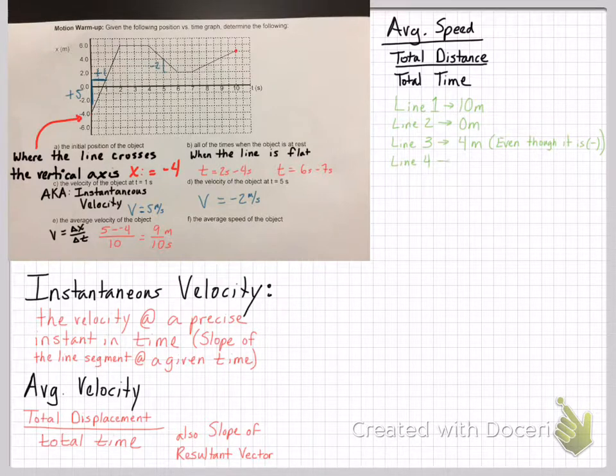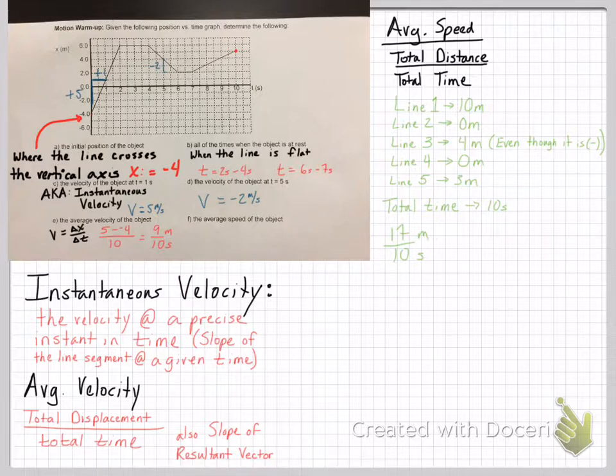Now line 4, again, I stay still. So it's again 0 meters, just like line 2. And then line segment number 5, we move in a positive direction of 3 meters. So our total distance is 10 plus 0 plus 4 plus 0 plus 3, and that is 17 meters, and the total time it took us to do that was 10 seconds. So we end up with 17 meters in 10 seconds. So that is our average speed.